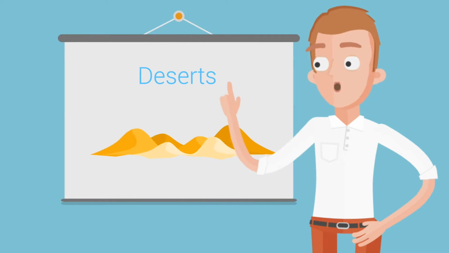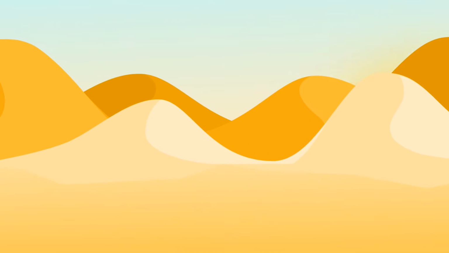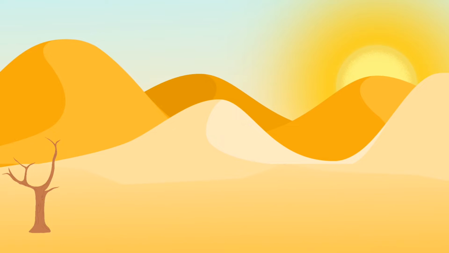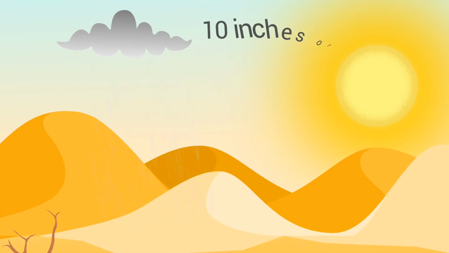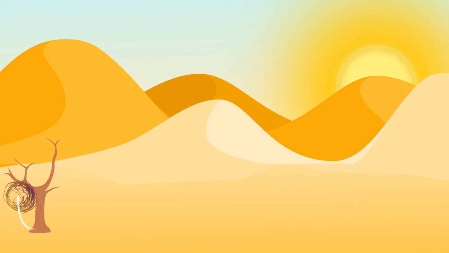Now let's talk about deserts. A desert is a large, dry area of land with very low amounts of plants. Plants have a hard time growing in deserts because there is rarely any rain, which means hardly any water for plants to grow. There is only about 10 inches of rain per year in the deserts, and it can evaporate before it hits the ground, leaving the ground and soil too dry for most plants to grow.